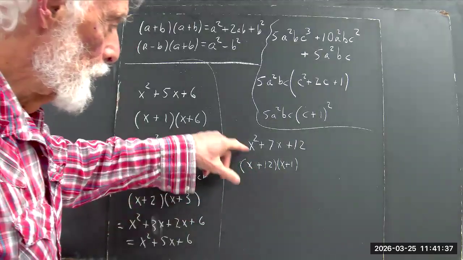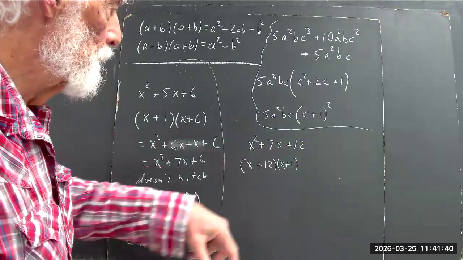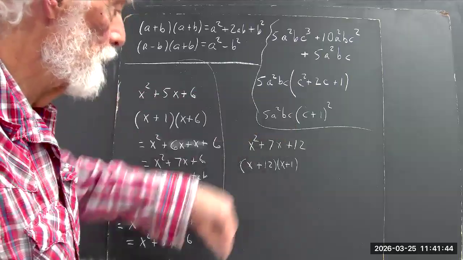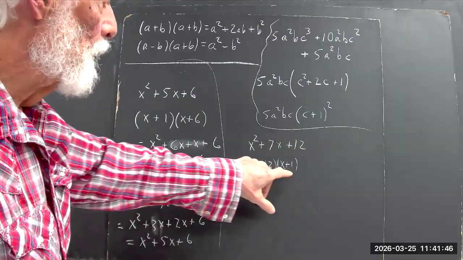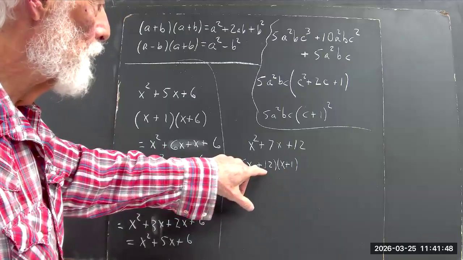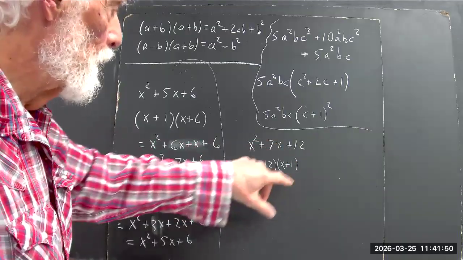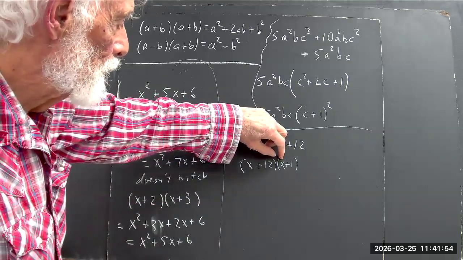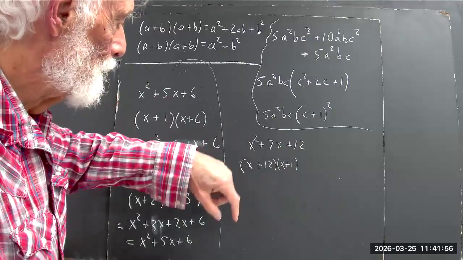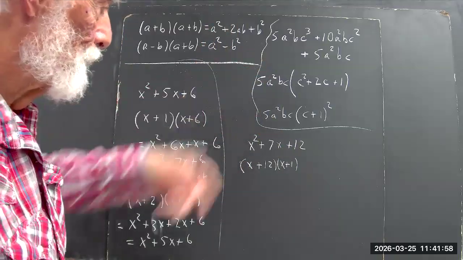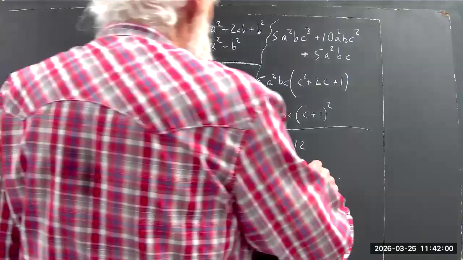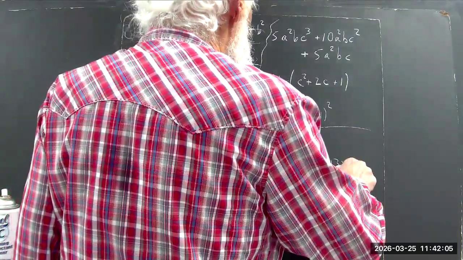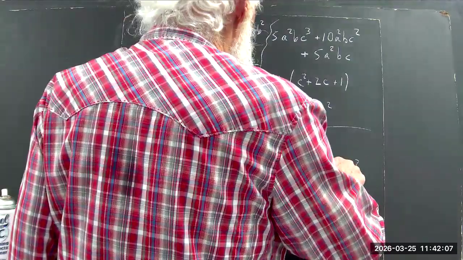That would give us an x squared, and a 12 times 1 would give us 12. Again, the problem is x squared plus 7x plus 12. So x plus 12 times x plus 1 would give us the x squared and the 12, but then we'd have a 12 times x and an x times 1, which would give us 13x. So that's not right. That's going to give us x squared plus 13x plus 12.